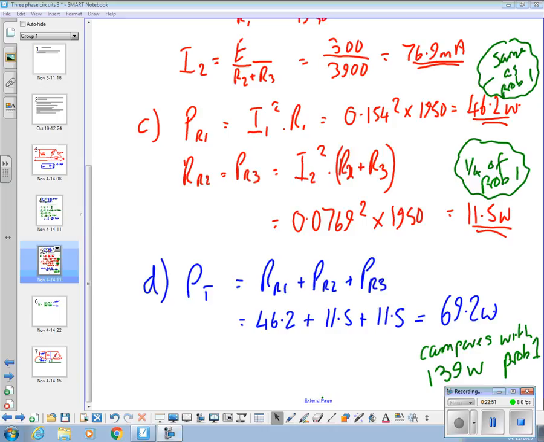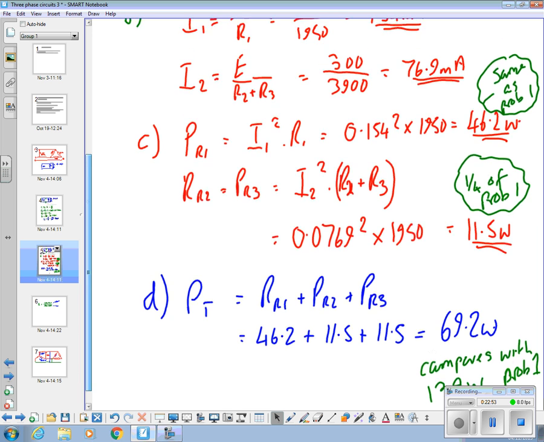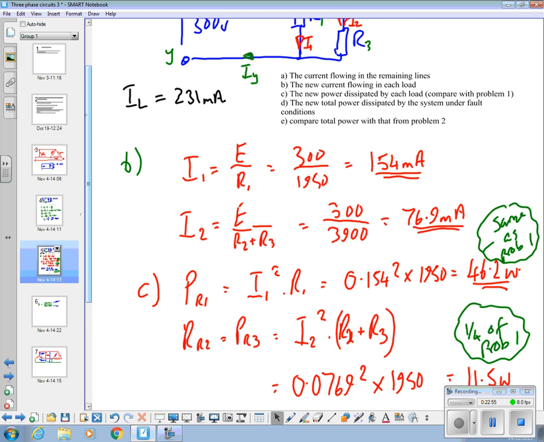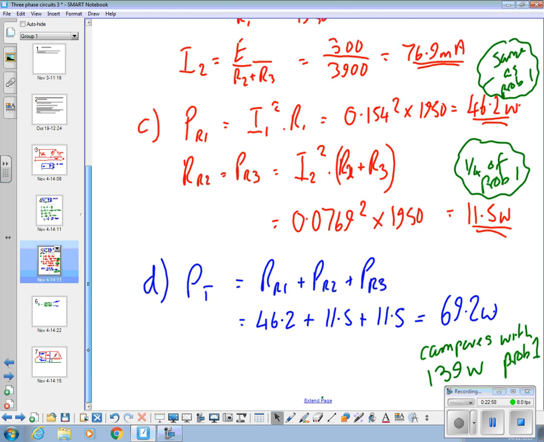Right, and then lastly, what was the last part of the problem? That was to compare the total power with that from problem 2, which we've already done. Okay, so that's the faulted 3-phase delta system, loss of line fault.